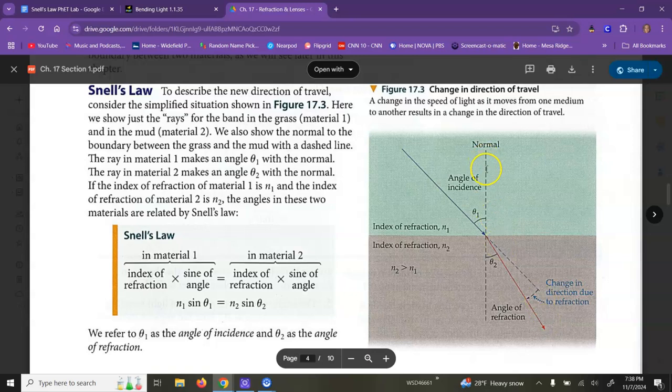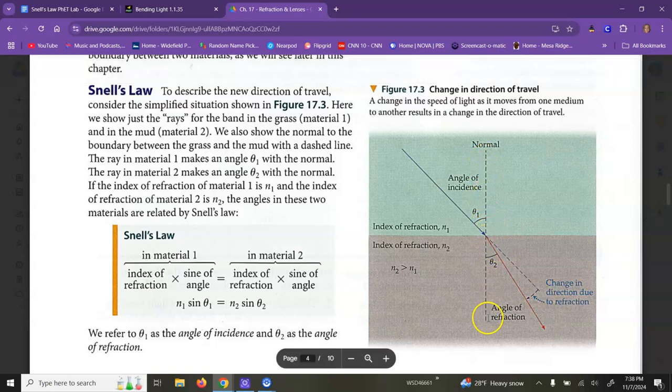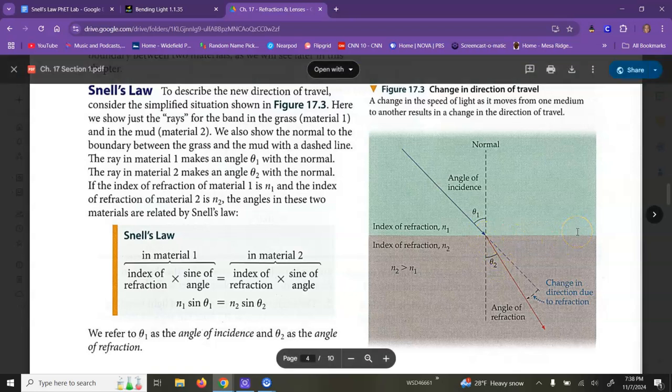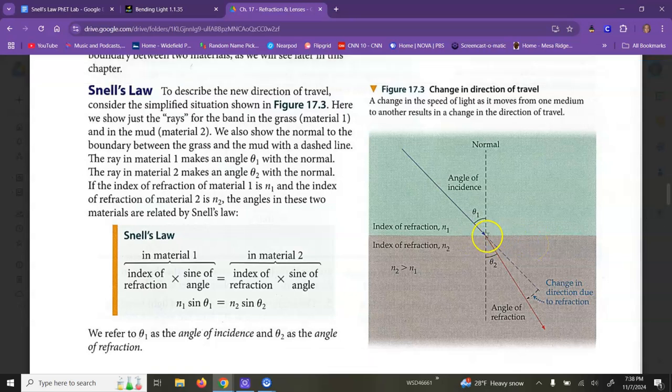And this normal, this dashed line right here, is actually not real. It's fake. It's just something that we draw so that we have something to measure the angle of incidence and the angle of refraction from. We can't measure from the barrier because the barrier is not always perfectly flat, perfectly straight, perfectly smooth, none of that. So we draw this normal, which is perpendicular to the surface right where the light ray is entering into the new medium.